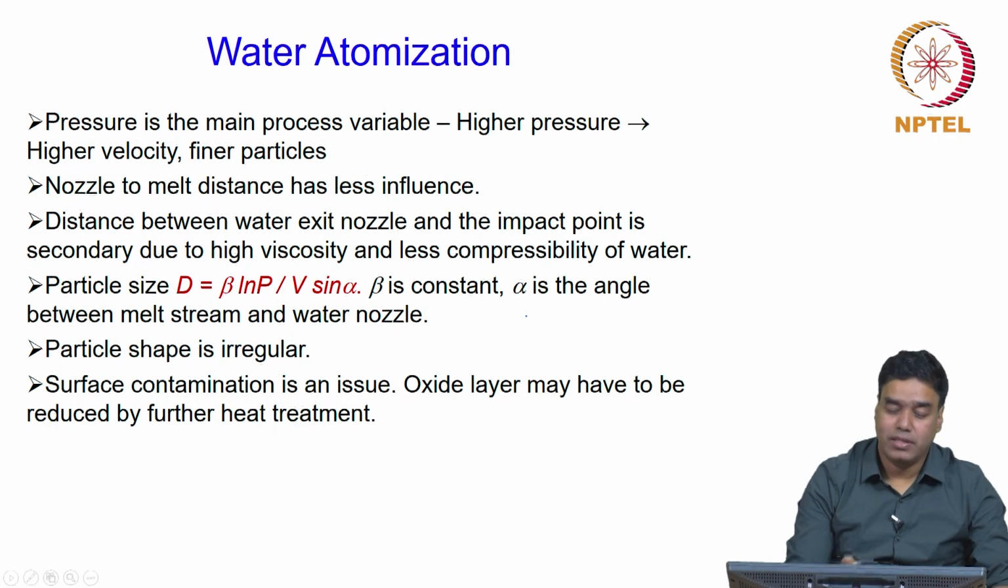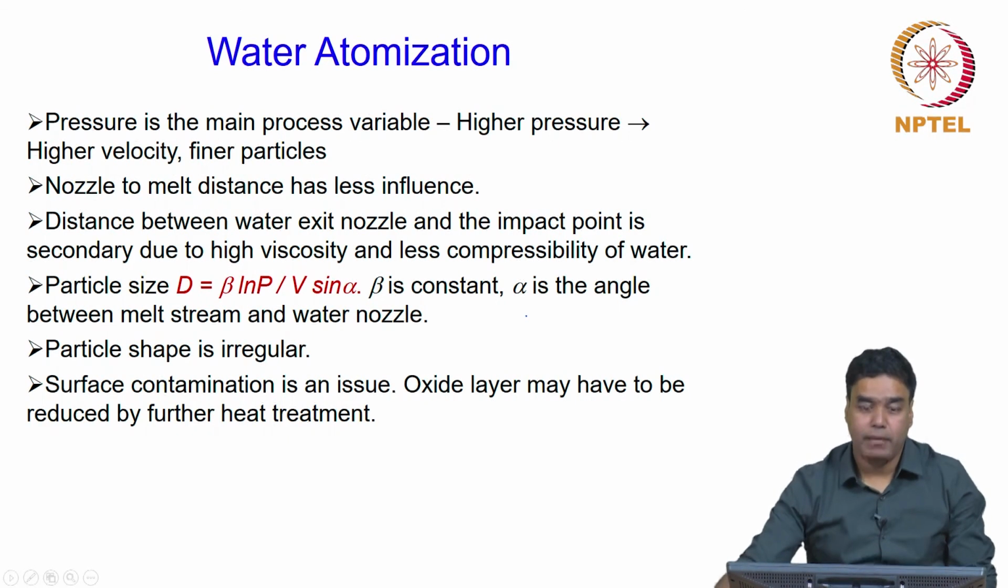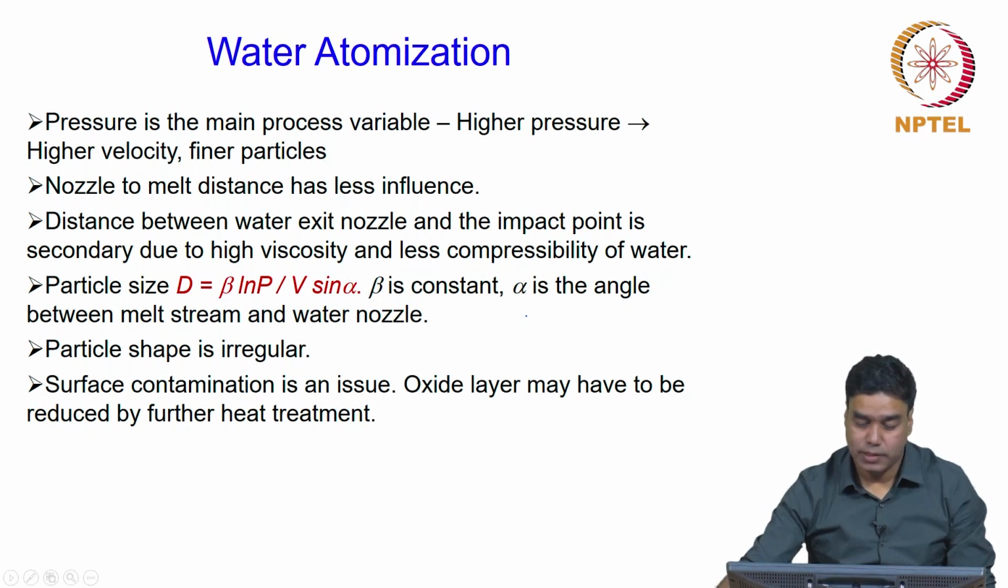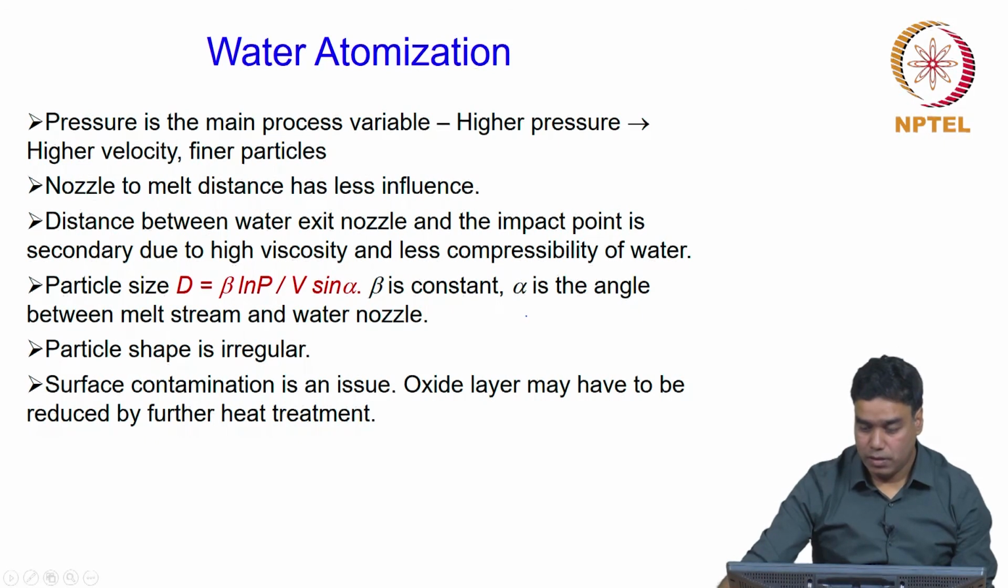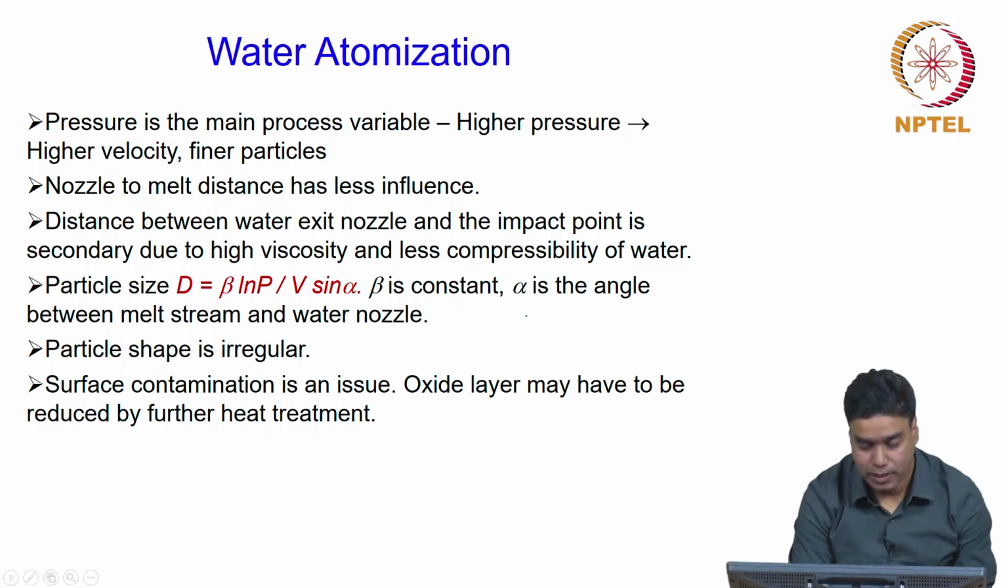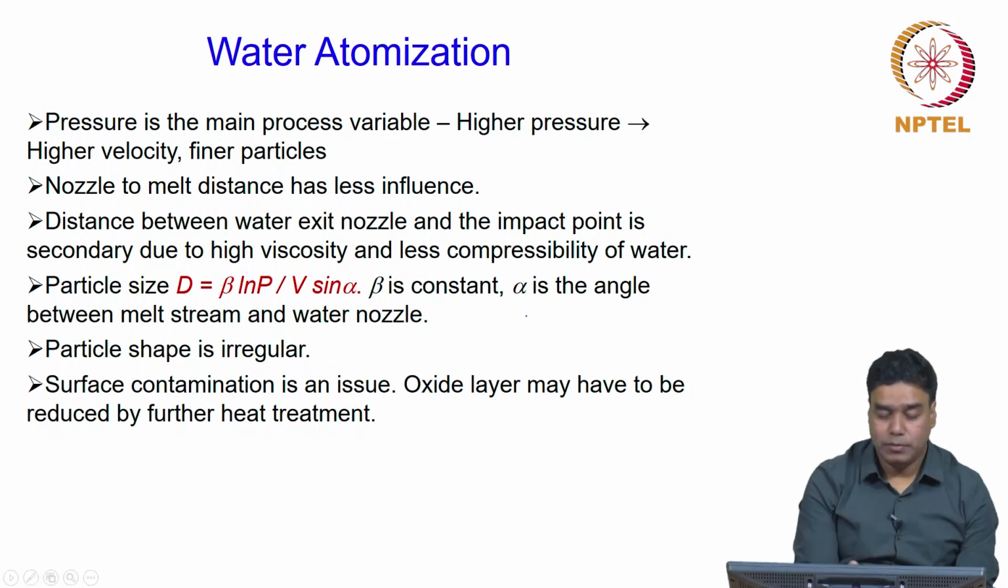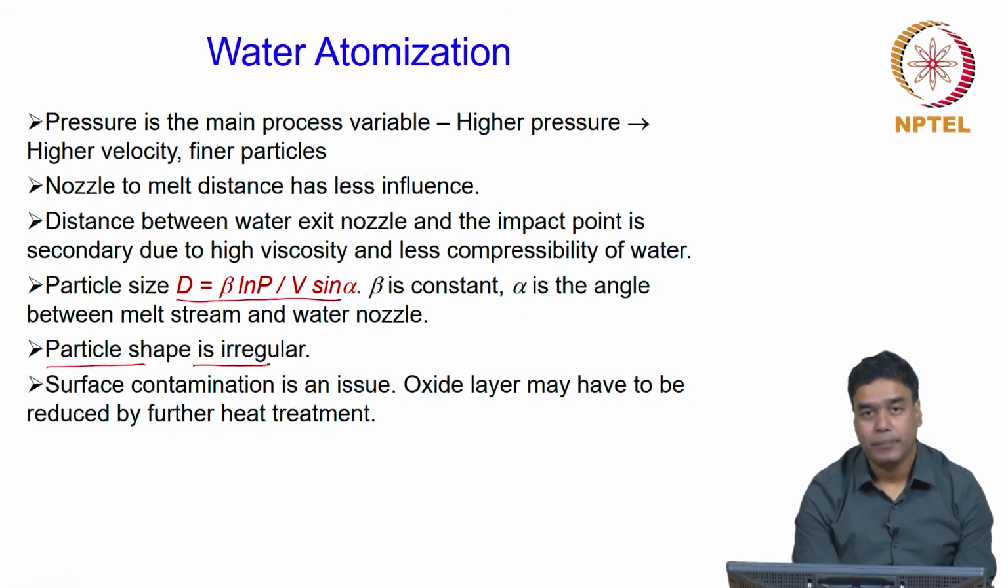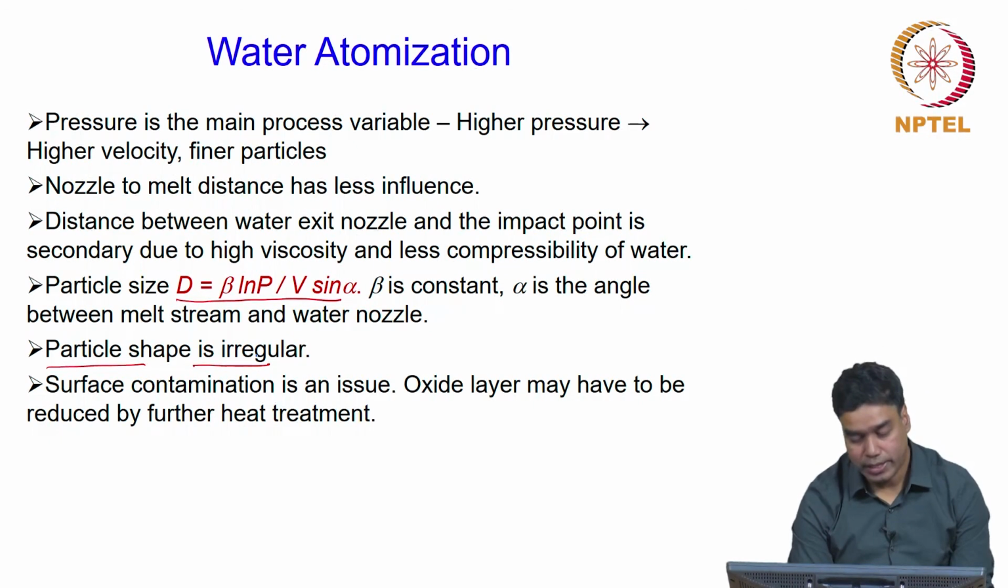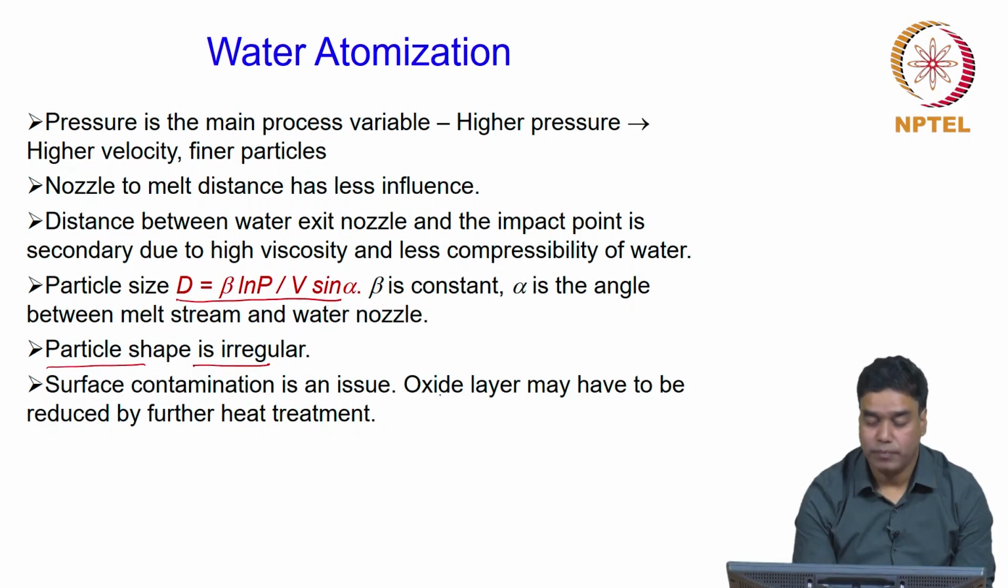And then you can see over here that the particle size is mainly dependent on this pressure, which is the main process variable, and this angle between the water jet and the melt stream also has an effect, as you can see from this particular relationship. In this process, the particle shape is generally irregular, and one problem that one might encounter in water atomization is the oxidation of the powder particles, which leads to formation of an oxide layer on the surface. Therefore, there may be a need to do further heat treatment under reducing conditions to reduce this oxide layer from the surface.